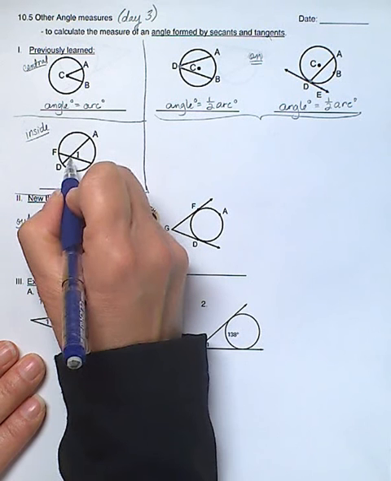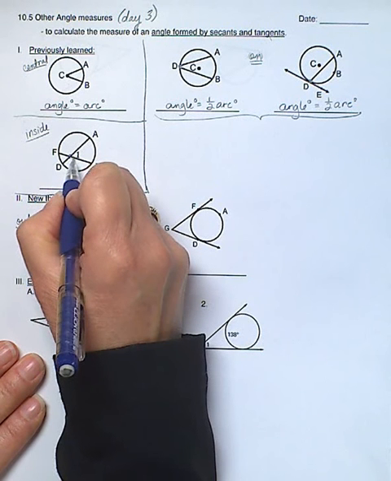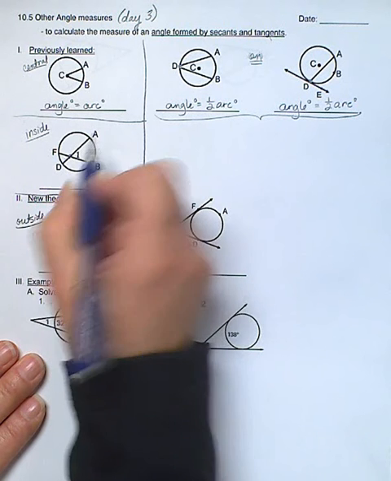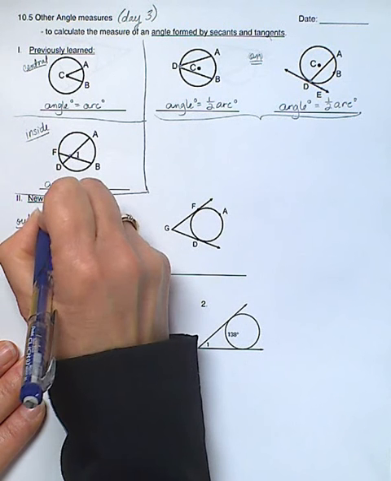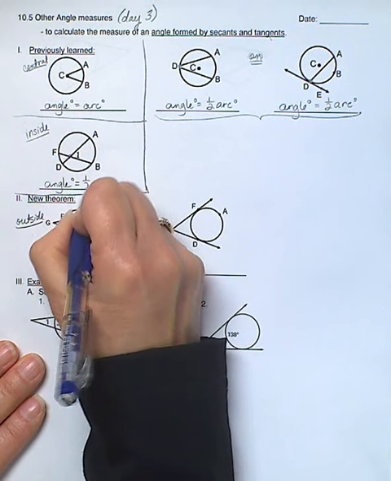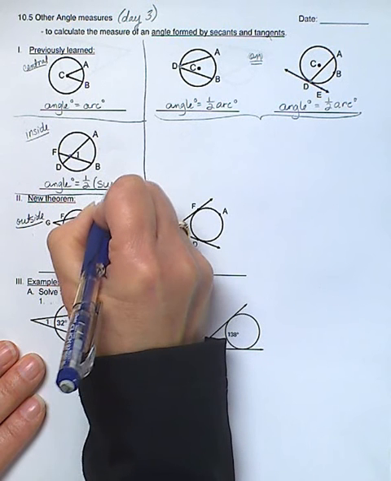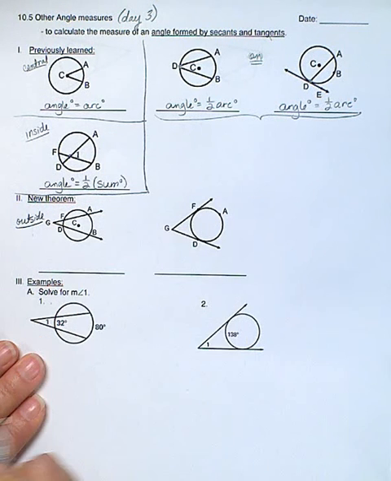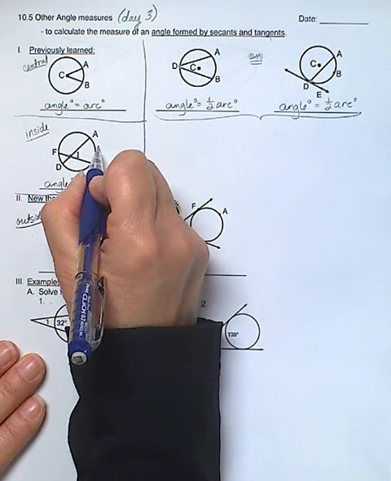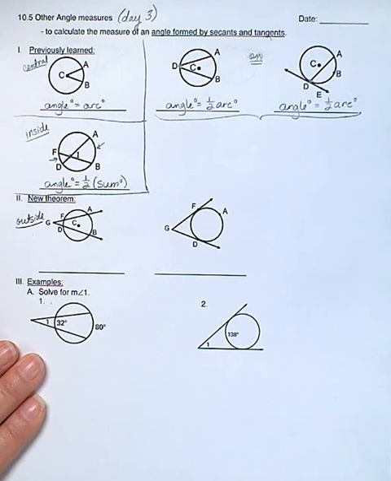Inside, because there's 2 identical angles but 2 different arcs, the one angle in degrees is half the sum. Okay? And the sum of what? That's the sum of the 2 arcs. So this arc right here and this arc right here. So the sum of the 2 arcs.